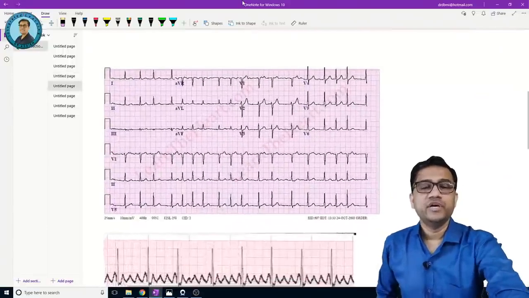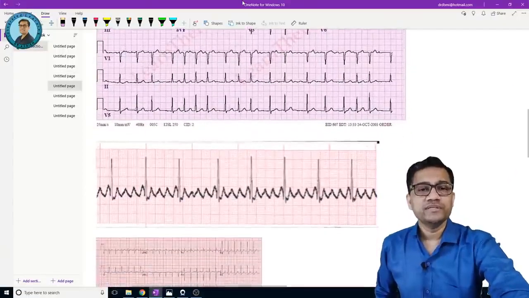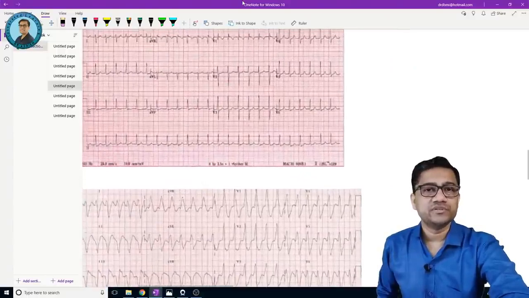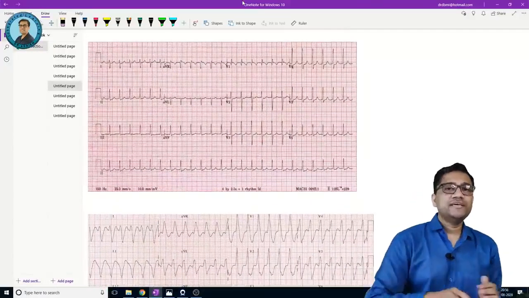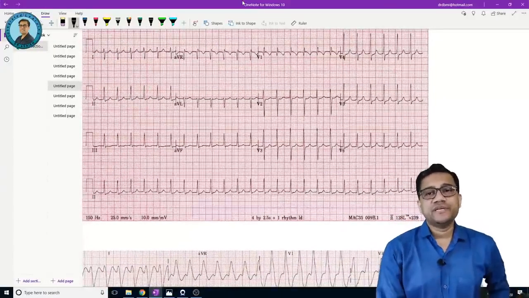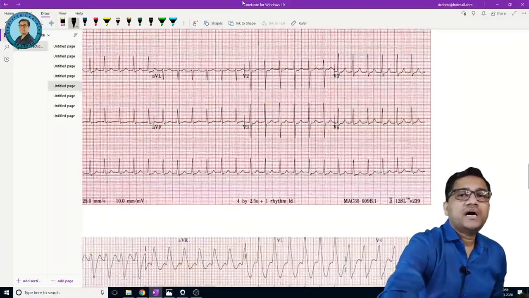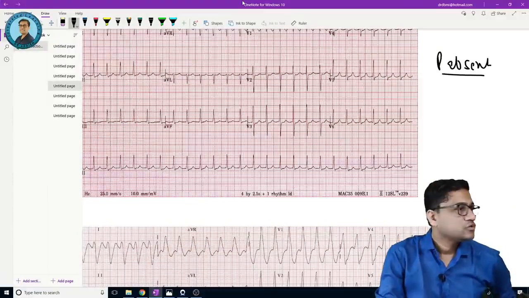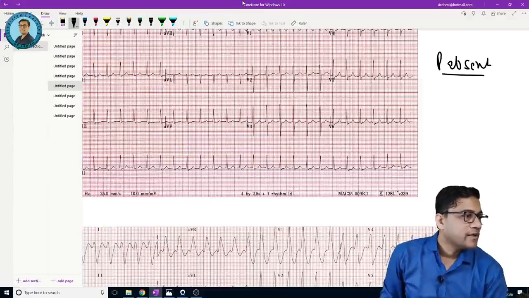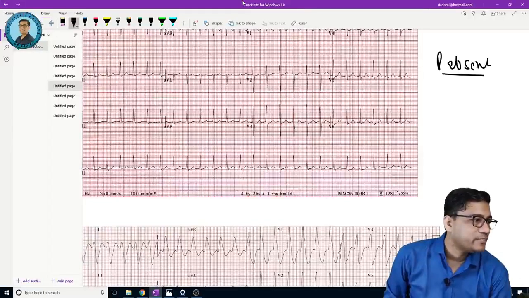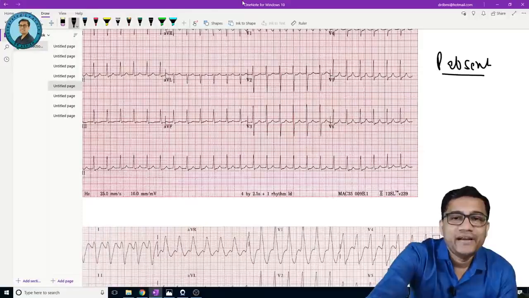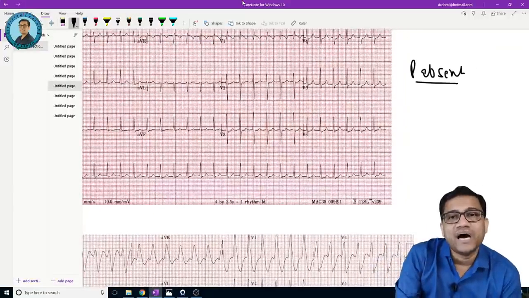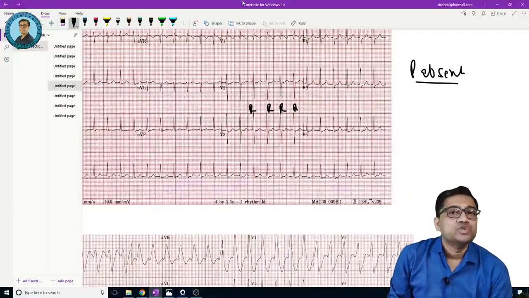Okay, so it's here. What do you see in this case? I'll not show this. See here. First, if you pay attention, the P wave is absent. So P wave is absent. Are you clear now? And what do you see? You see that the R to R intervals are very regularly paced. Are you clear? So what is the rate?